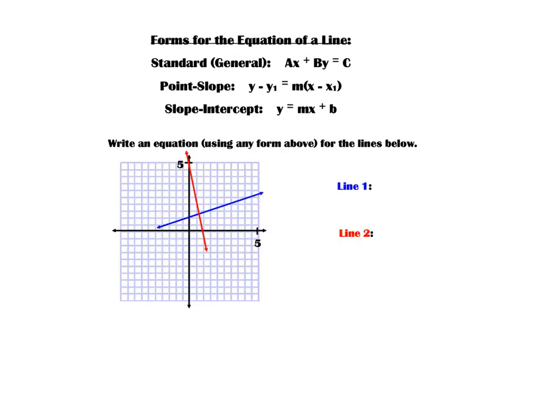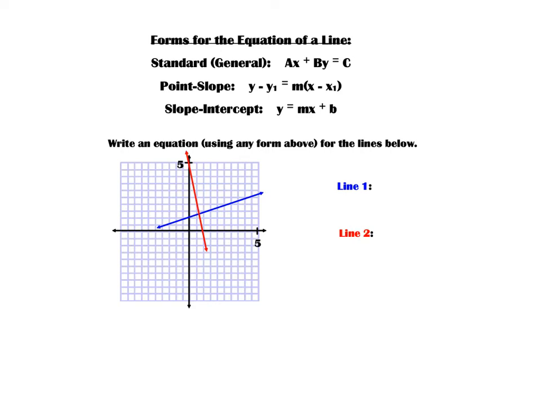Okay, so on this slide, I want to cover the 3 forms for the equation of a line, which we've talked about. Standard or general form, as you can see, is ax plus by is equal to c. Point slope, of course, we did a couple examples with that, as well as slope-intercept. So I'm going to write an equation for each of the lines below using any form from above. You could use slope-intercept quite easily here, seeing that we know what the y-intercepts are. Looks like they go through nice round numbers here.